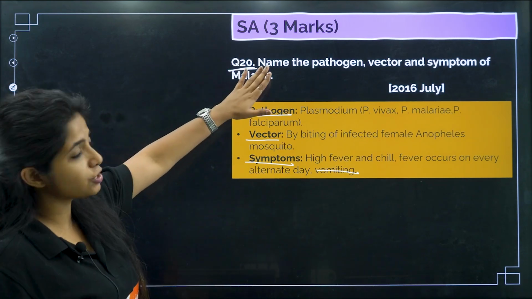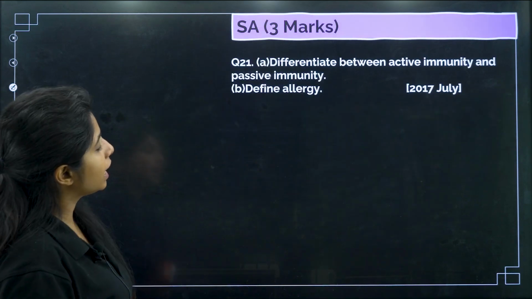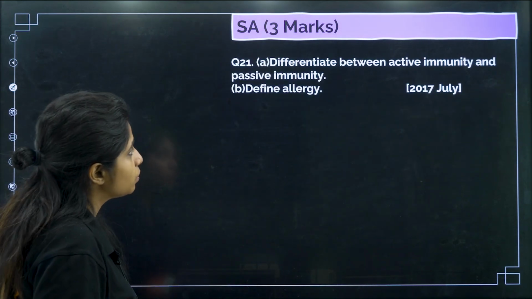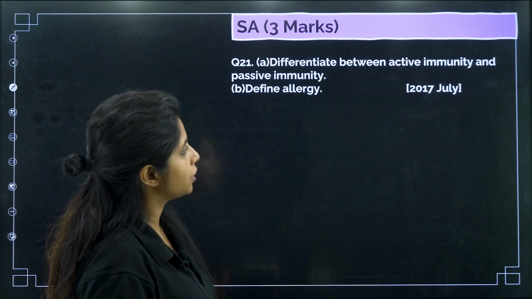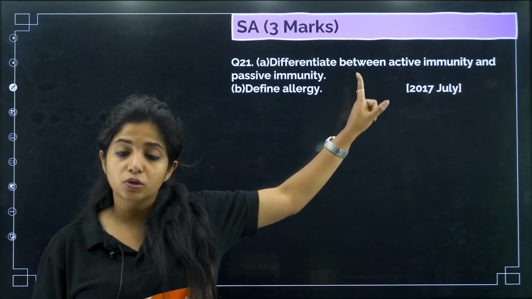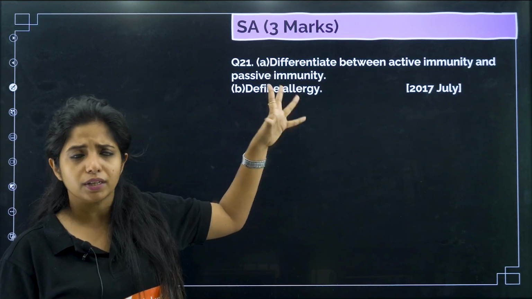So this is the 20th question. This is a 3-marker question. Now going ahead with the next question. Differentiate between active immunity and passive immunity and define allergy. This is a 2017 July question, but this question has been repeated in 2023 or 22 also.